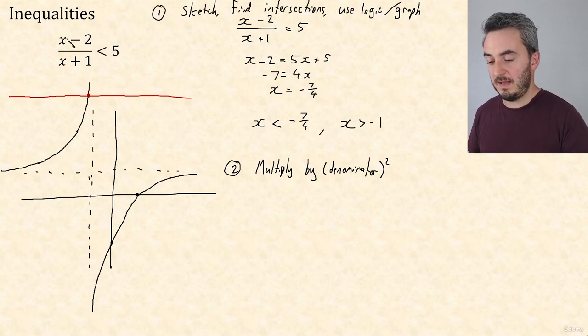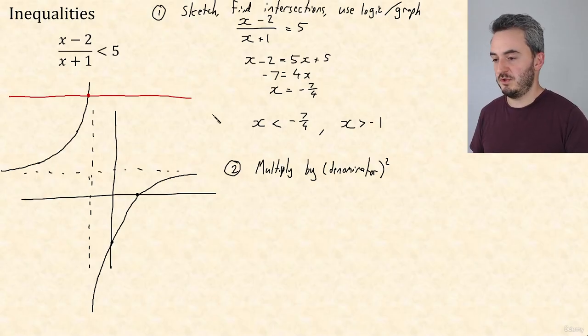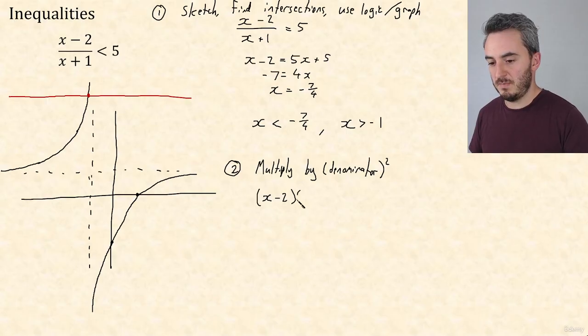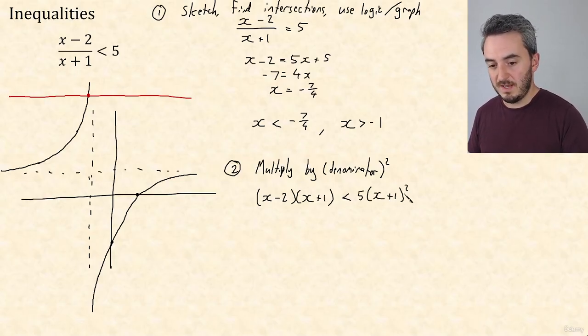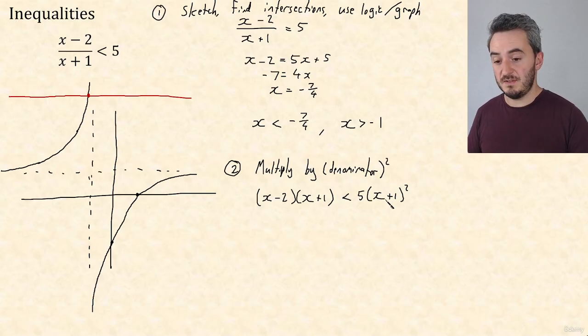If I multiply the left-hand side by x plus 1 squared, well, the first x plus 1 just clears away the old one, and the second one multiplies the top by x plus 1. So I've multiplied the left-hand side by x plus 1 squared now. Now I multiply the right by x plus 1 squared, so 5x plus 1 squared. And what I now have is a standard quadratic inequality. And I know how to solve those.